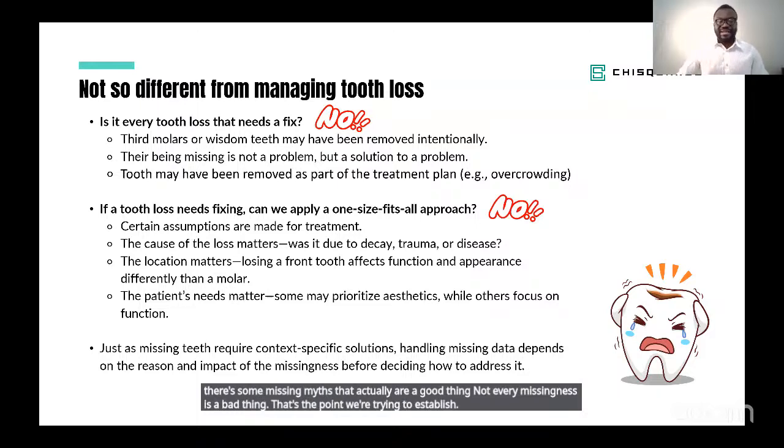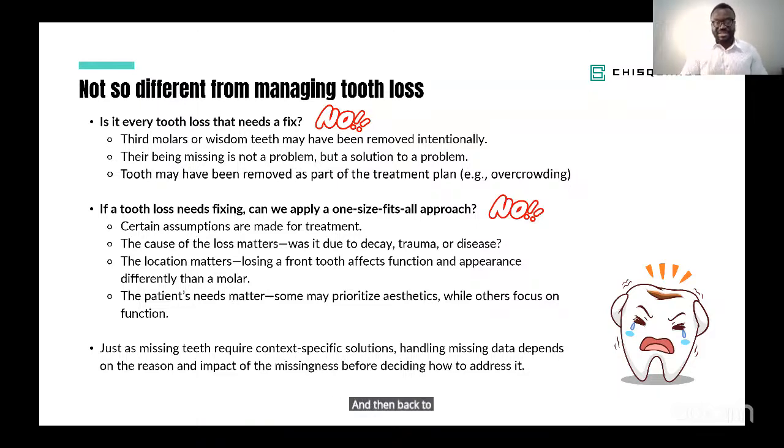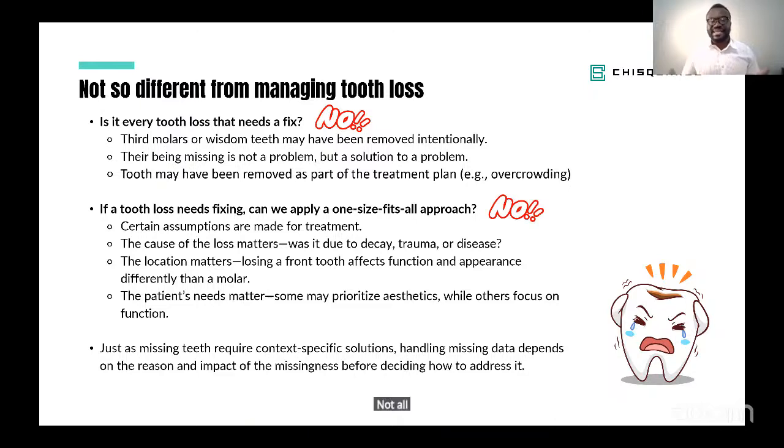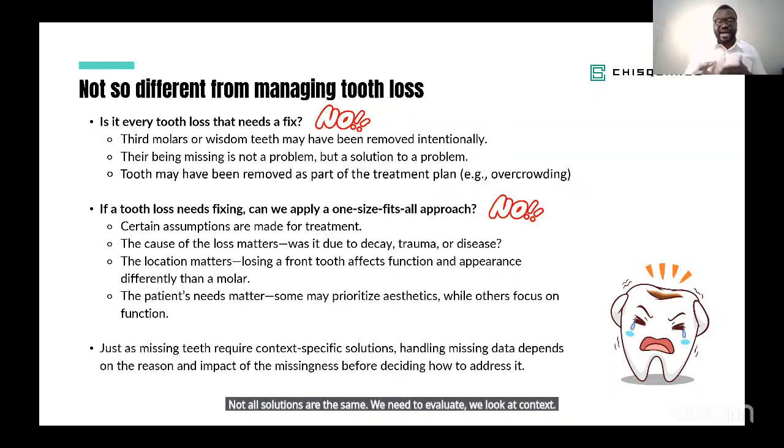And then back to the dental illustration, even when there is missingness that is not a good thing and we are trying to fix it, not all solutions are the same. We need to evaluate. We look at context. Okay, why is the tooth missing? Is it a front tooth or is it a back tooth? So many considerations, right? Those clinical considerations now influence our choice.